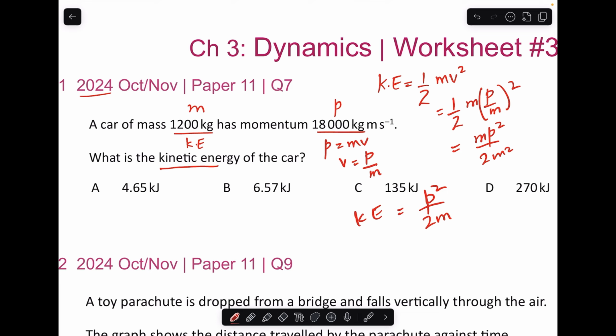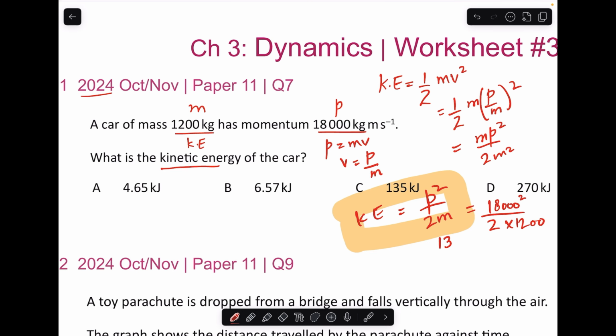There is also a very important relation to keep in mind, that momentum and kinetic energy can be related by this relation. So you just have to put the values. The values are 18,000 squared divided by 2 into 1200. So you will get 13530. Okay, so it's option C.